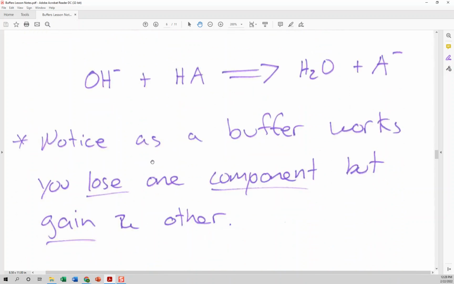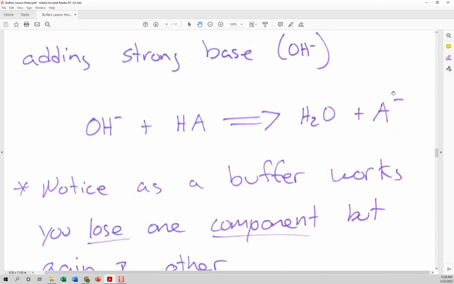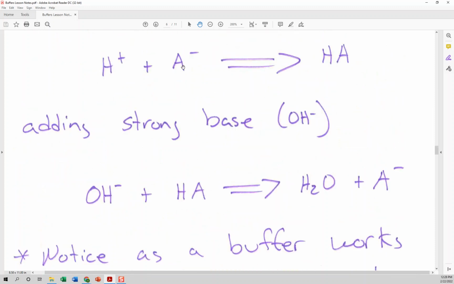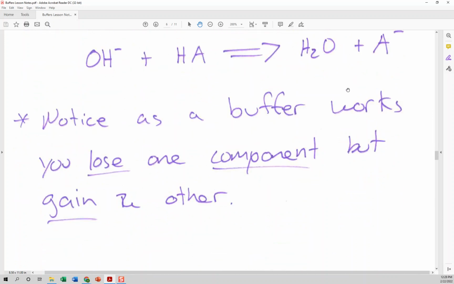And a thing to note for future problems, when we get to more complicated buffer problems, is to notice that as a buffer system works, as it takes out the hydroxide that you add, or takes out any H plus that you add, you lose one component and you gain the other. So as I add OH minus, I'm losing HA, the acid component, but I'm gaining the base component of my buffer. As I add H plus, I'm losing the base component, A minus, and I'm gaining HA, the acid component. Okay.